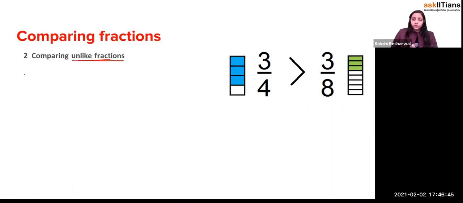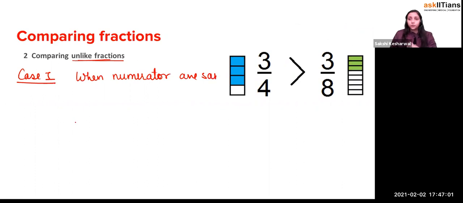Okay, over here, first case, that's case 1. What's case 1? When the numerators are the same. Now, when numerators are the same, look at this figure, 3 by 4 and 3 by 8.